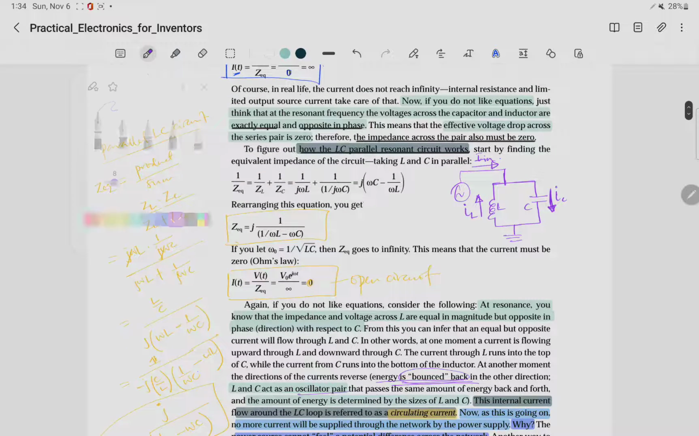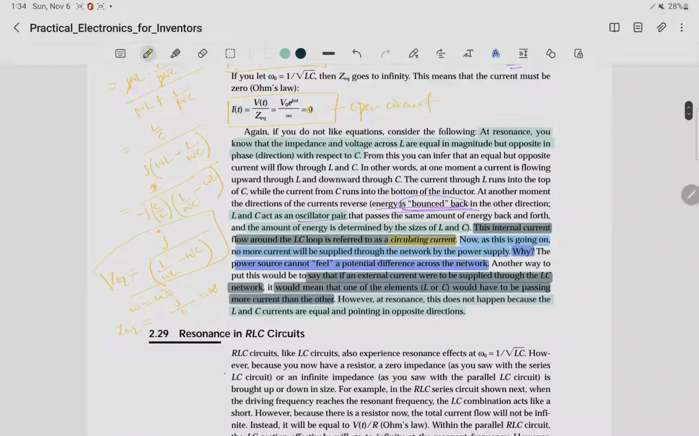So this time you find that your inductor current is going up and the capacitor current is going down. In the next cycle it will be going down as this one here is going up. So during this process, this current here is 0. We shall get to know why. Here they say that this internal current flow around the LC loop is referred to as a circulating current.